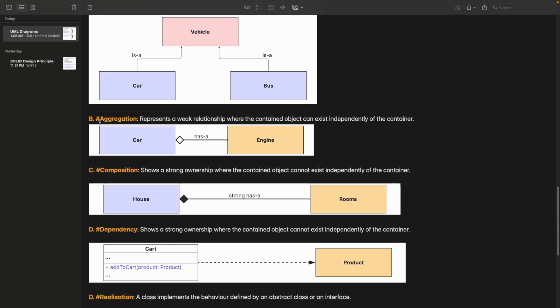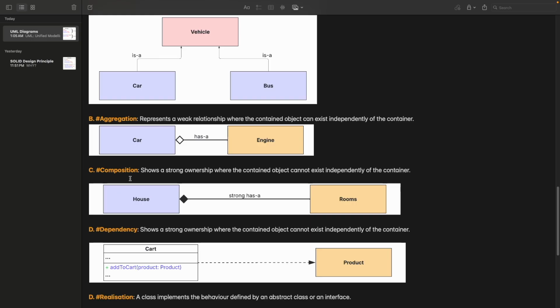Now coming to aggregation, it's a weaker form of association where one object contains another object but they can exist independently. You see here there is a car and there is an engine. They both can exist independently and it is represented like this with the diamond arrow which is not filled. Car has an engine, a has-a relationship.